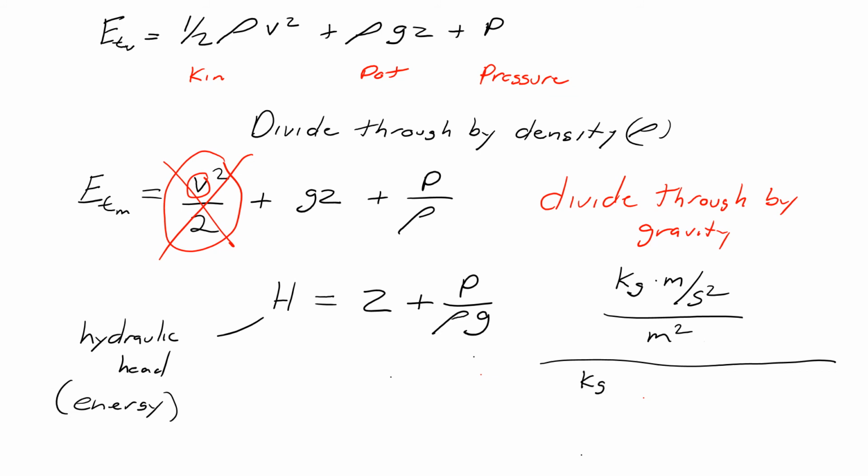Density, what's our units for density? Mass per volume. Kilogram per meter cubed. What's gravity? Meters per second squared. Okay? Can we do some canceling out? Kilogram goes away, right? Meter per second squared goes away, right?